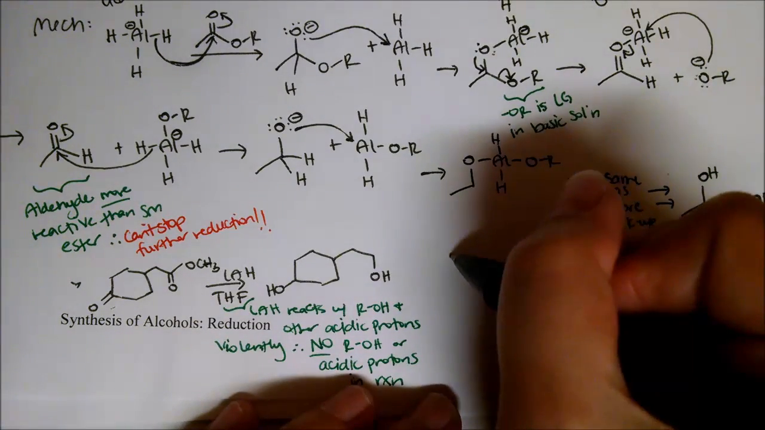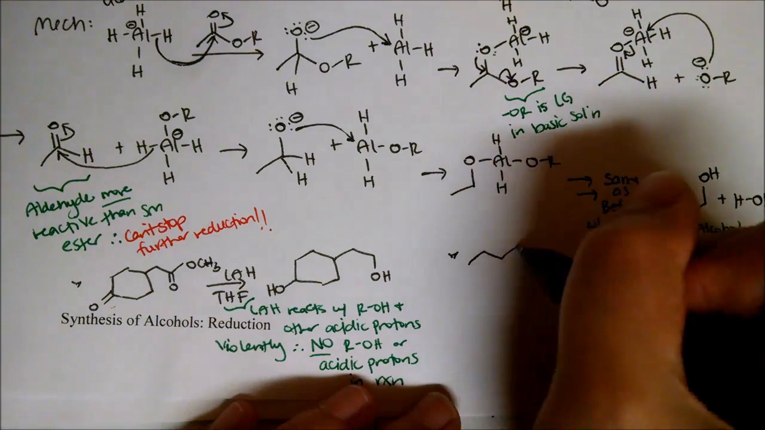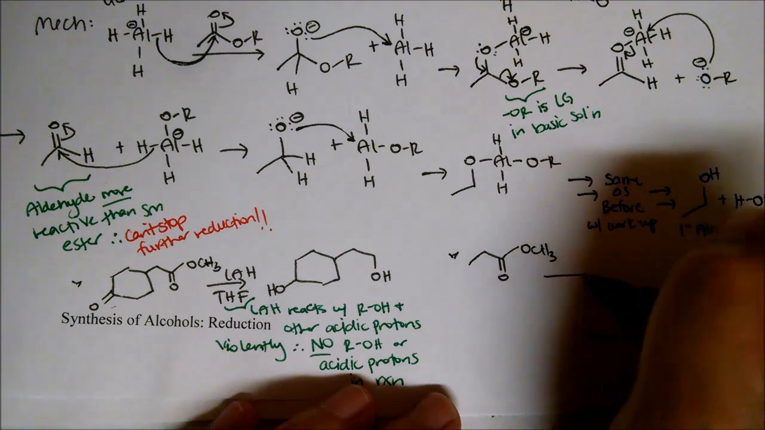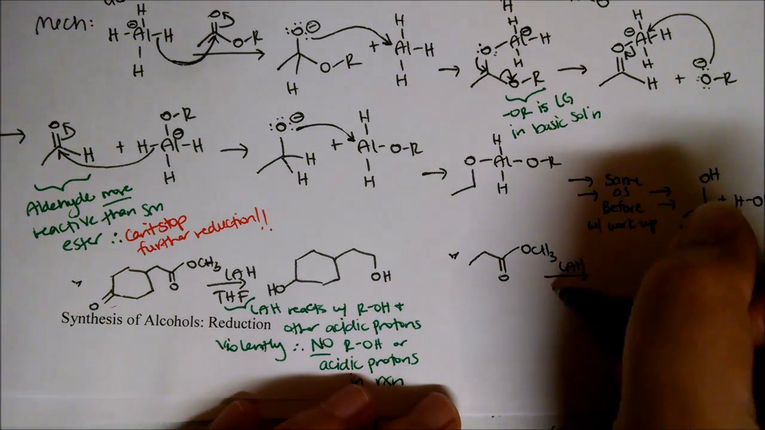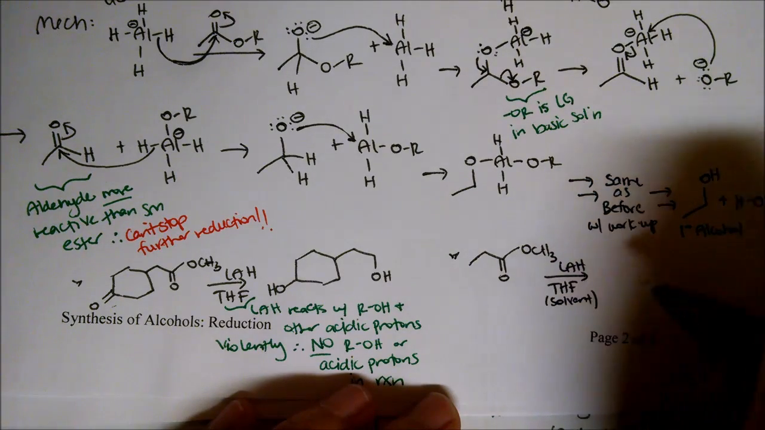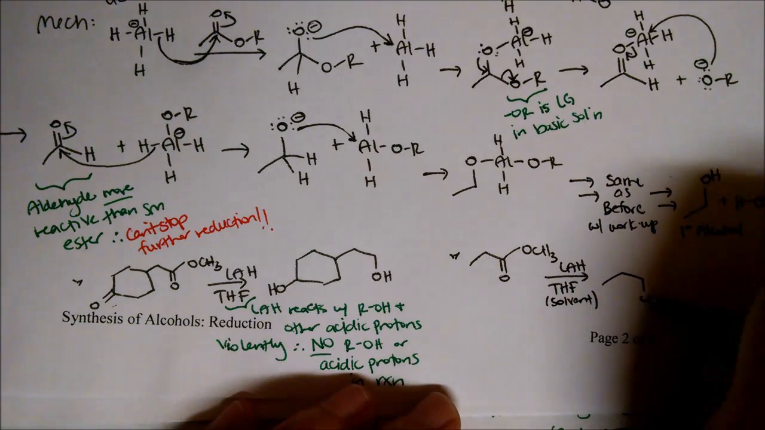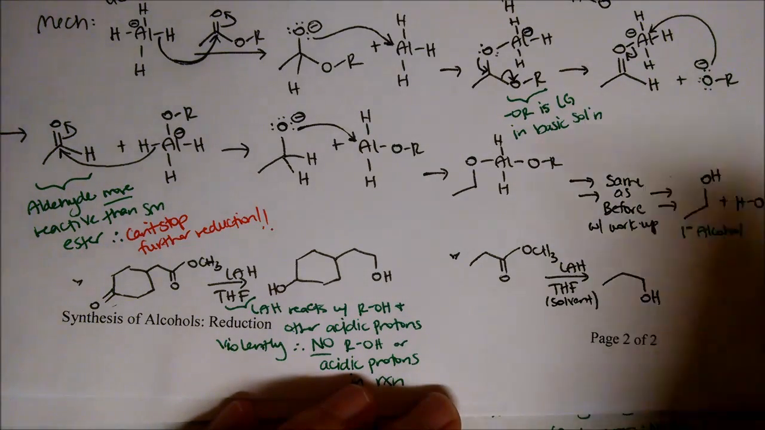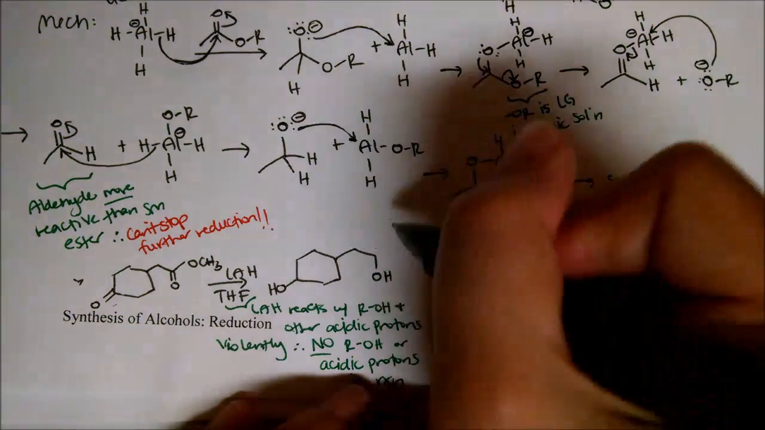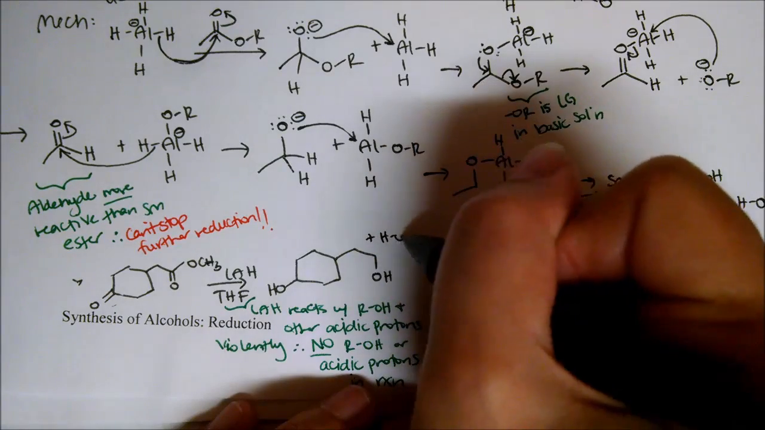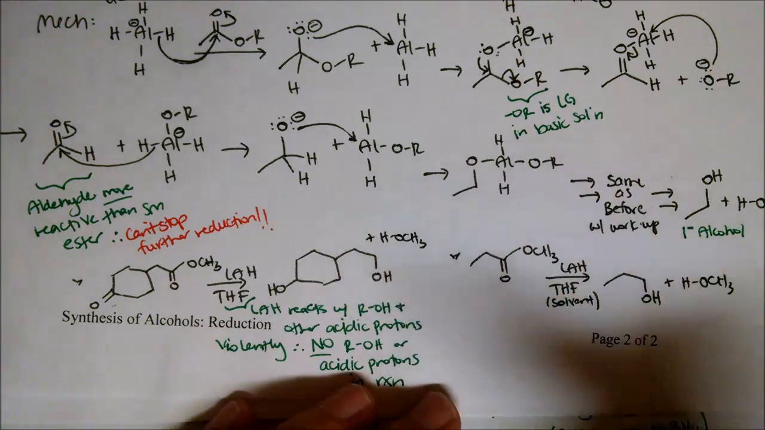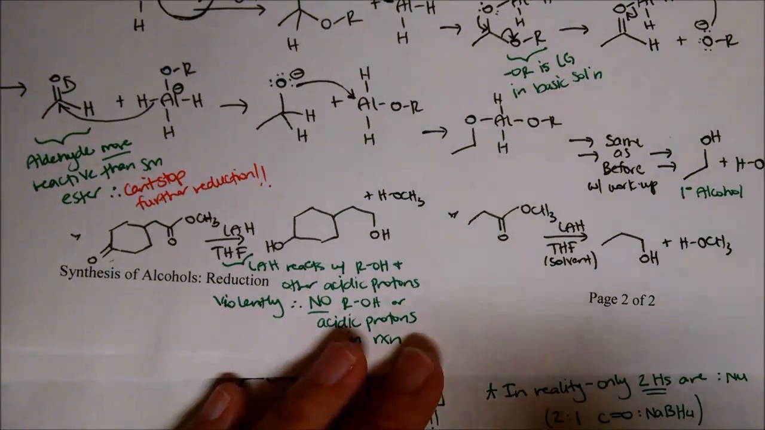How about this one? Again, we will highlight the selectivity. OCH3. Again, LAH with THF. Again, this is the solvent. We get the primary alcohol. Sweet. We also get HOCH3, just like we would over here. It's just like we cut this right there and made an alcohol, two alcohols really.